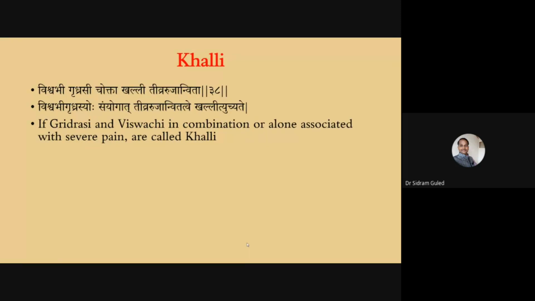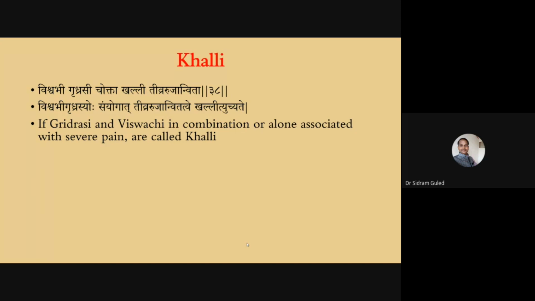And further, the acharyas have mentioned a relation, and the word Khalli is being explained. The acharyas have mentioned Vishwachi Gridhrasi Cha Ukta Khalli Tivra Rujanvita. If Viswachi and Gridhrasi occur with Tivra Ruja, very severe pain, they are considered as Khalli. But Charaka has used the word Padajangoru Karamula Avamotani. For Avamotani, he has used a subluxation or a kind of detachment or a severe injury. He has used the words Padamula and Karamula. So is he referring to the Mula of both Pada and Kara, that is the upper limb and lower limb, which happens to be the cervical region? So Avamotana is a detachment, just like a severe injury, that can cause severe pain and disabilities in both the upper limbs as well as the lower limbs.